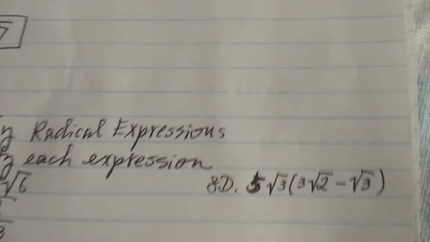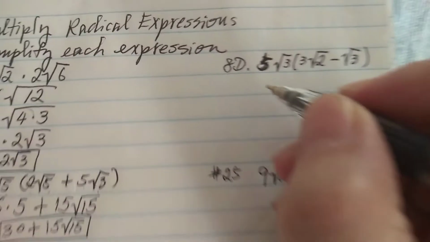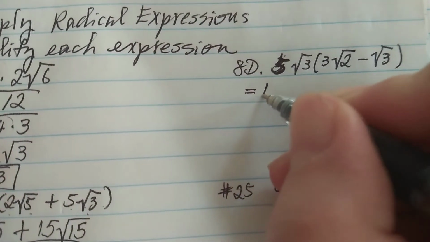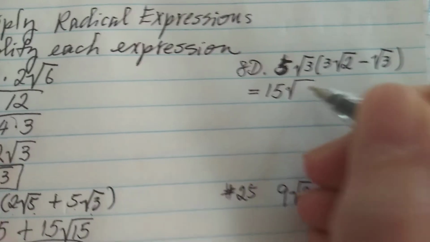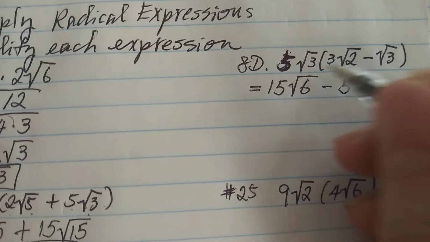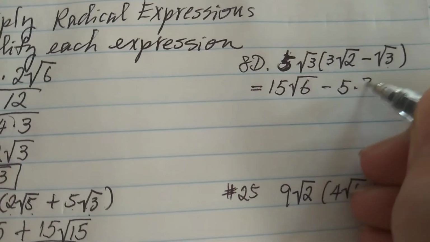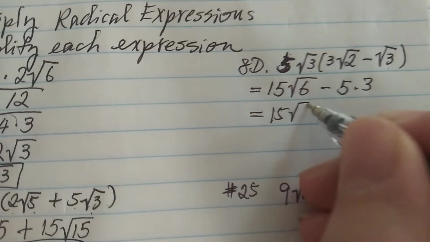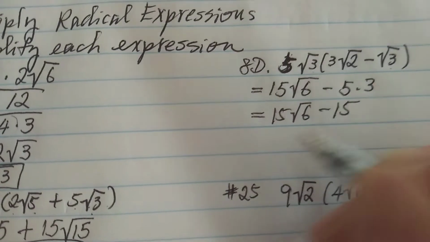Okay, next question. This is 8D, also under the example. Again, we're going to distribute. So I have 15 radical 6 minus 5, and then the radical 3 times radical 3 is just going to give me 3. So now my answer is 15 radical 6 minus 15.